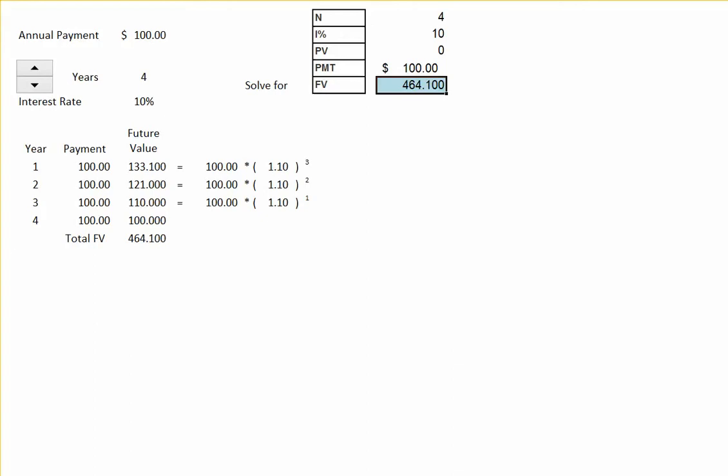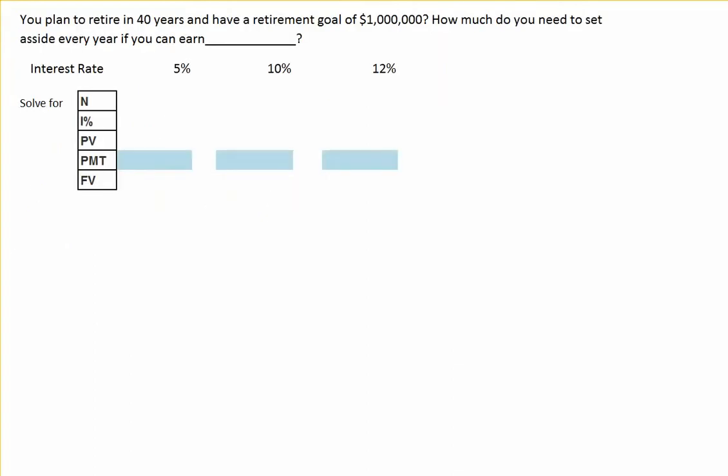Let's consider some problems that might require us to solve for the future value of an annuity. Let's say we plan to retire in 40 years and have a retirement goal of $1 million. How much would we need to set aside every year if we can earn 5%, 10%, and 12%? Let's begin with the 5% interest rate.